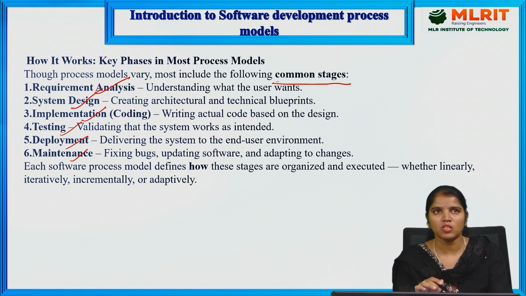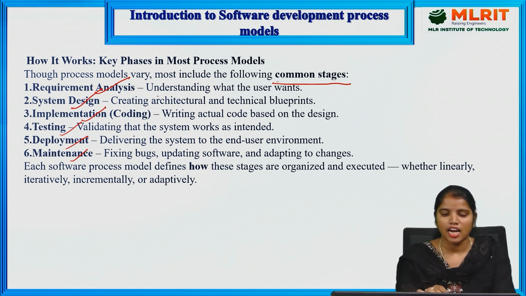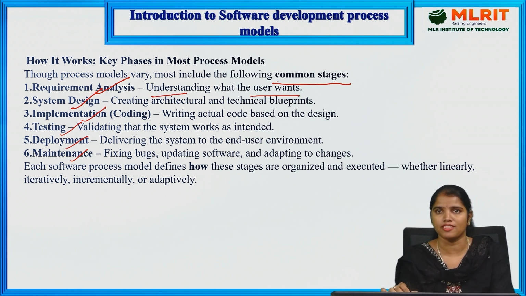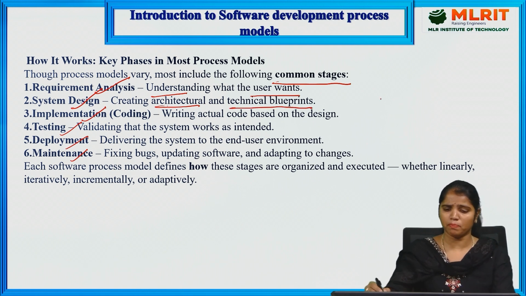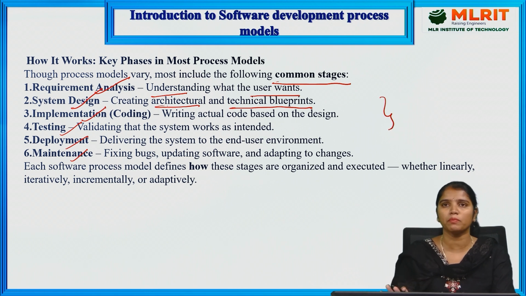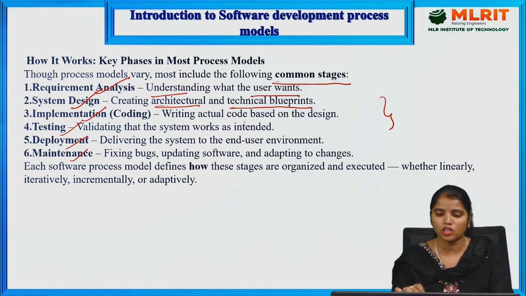Now let us discuss requirement analysis. It means understanding what the user wants. In system design, we create architectural and technical blueprints. In the implementation part, we deal with the coding, writing actual code based on the design. After completing requirement analysis, we create the design, and after completing the design phase, we implement the coding.